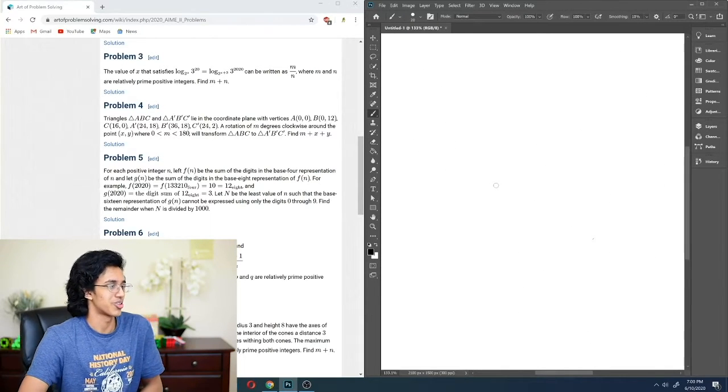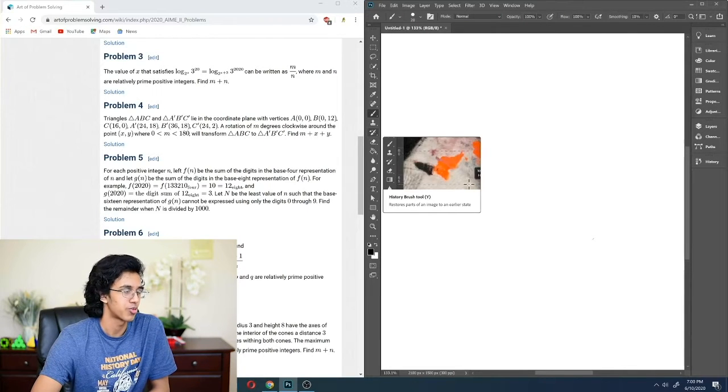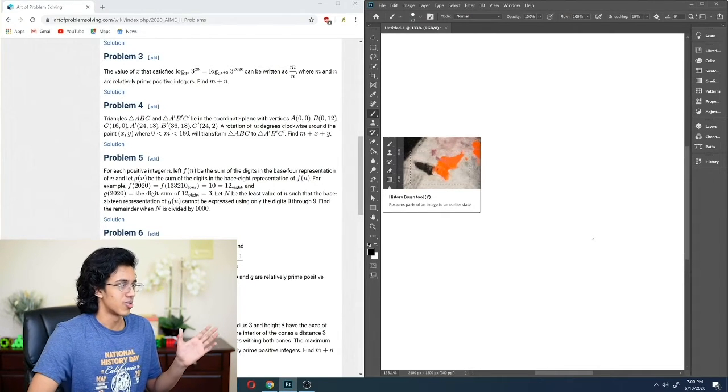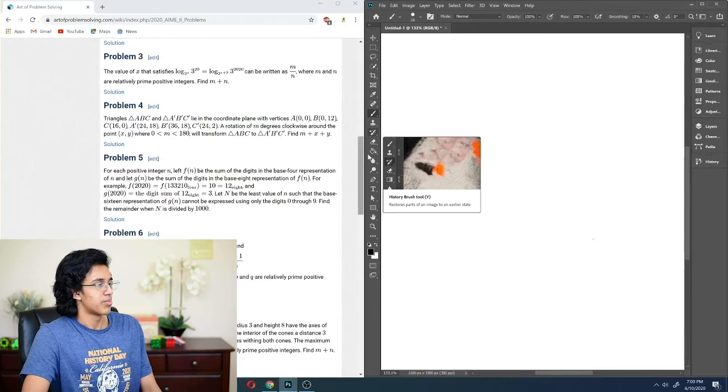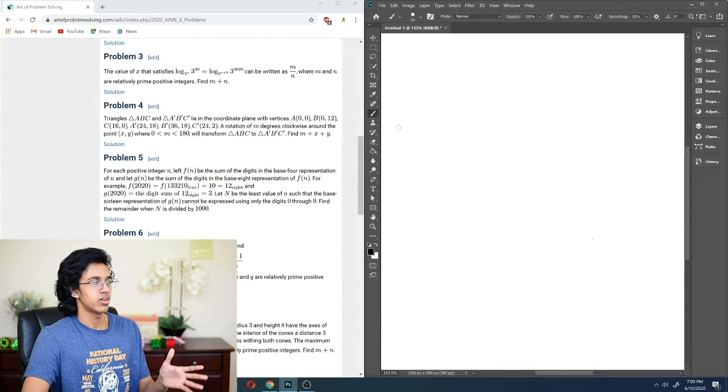Okay, this one was pretty troll as well, but anyway, so basically you start with the number n, you take the base 4 representation, then sum the digits, and then you write that in base 8, and you take the sum of the digits of that, and then you finally get your answer, which is 3 in this case. And basically you want to find the least value of n such that the base 16 representation cannot be expressed using 0 through 9.